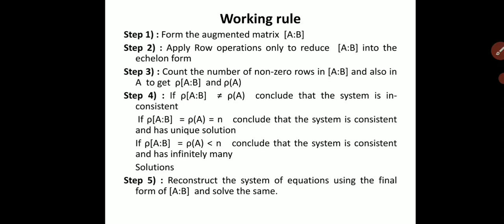And the second one is, if rank of AB is equal to rank of A, which is less than the number of unknowns, then the system is consistent. Again, it has a solution, and it has infinite solutions. This we have studied in the previous session also.